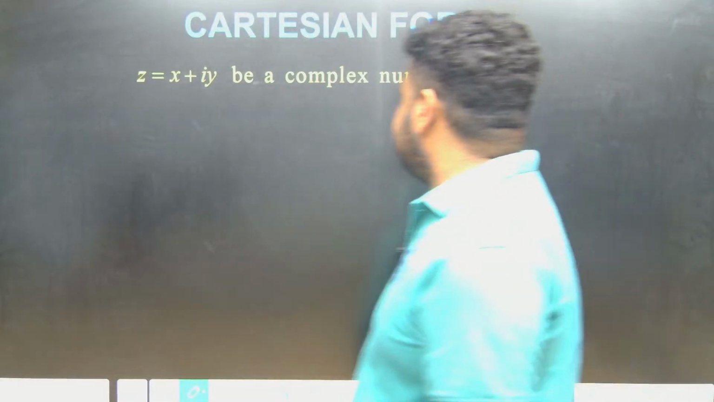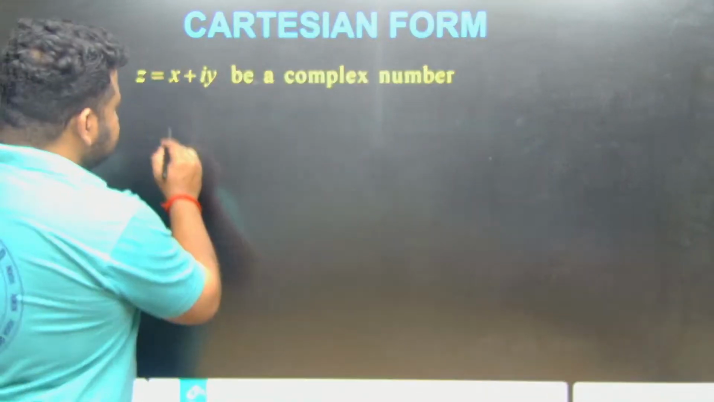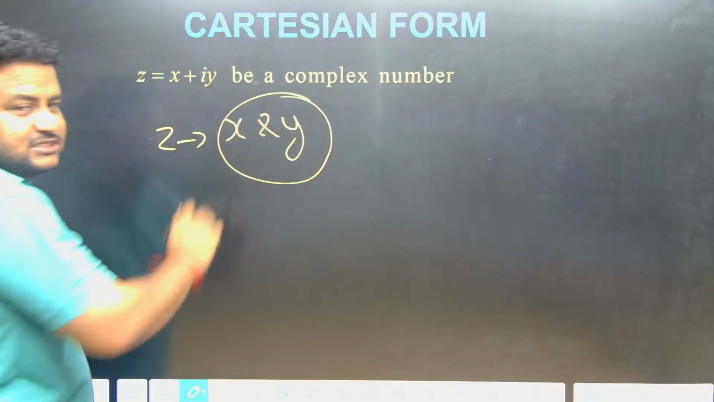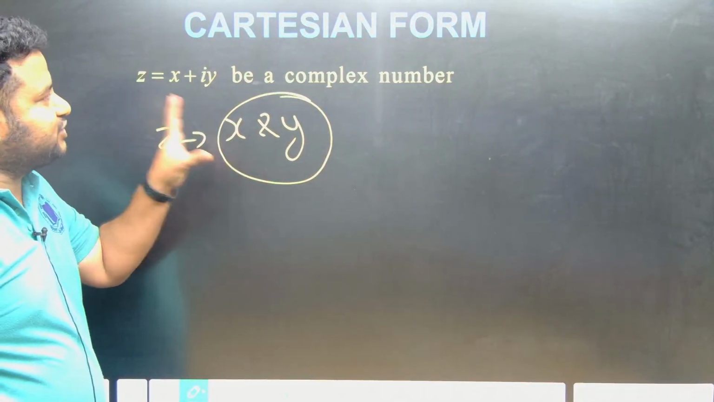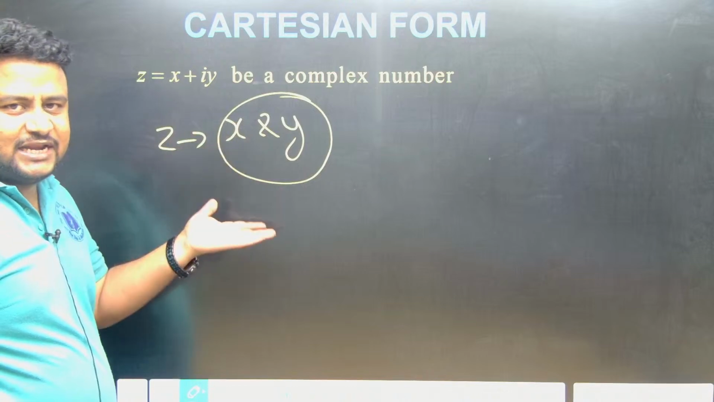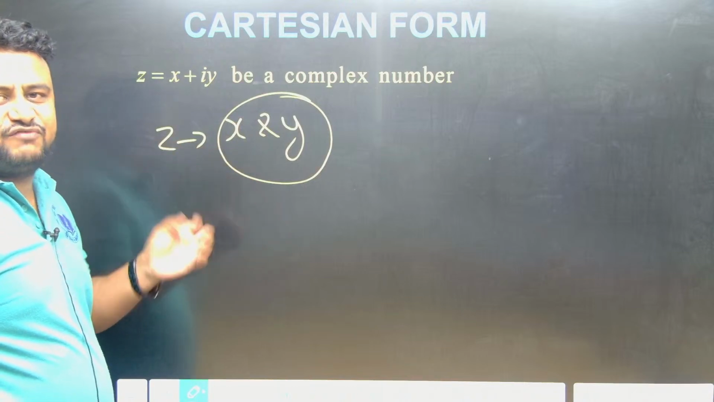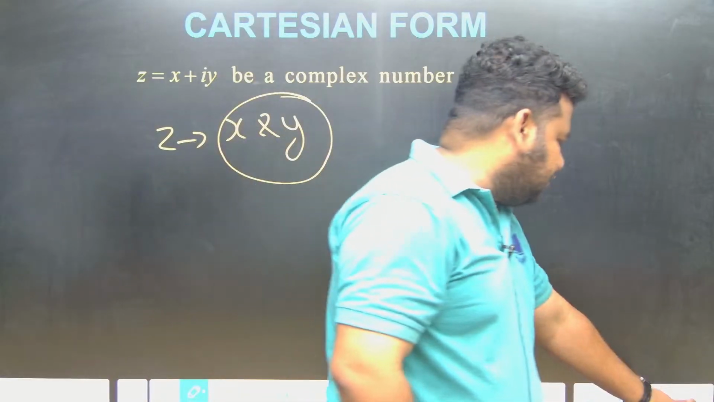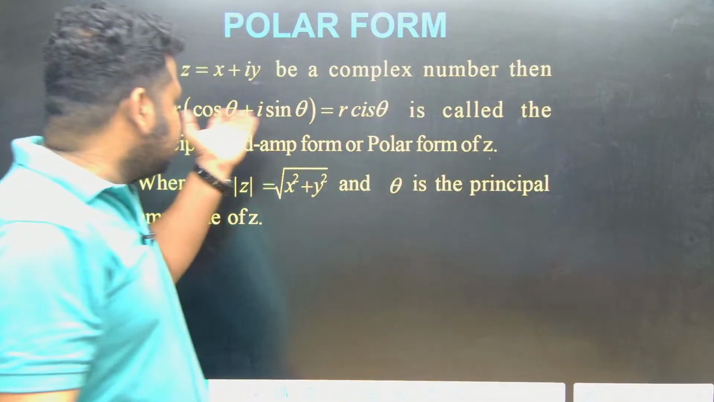Okay, see here, Cartesian form means z is equal to x plus iy, be a complex number. So that means we represent z in terms of x and y coordinates, that is, x and y axis. That is called the Cartesian form, which we have already studied till now. Whatever we studied till now is the Cartesian form itself.